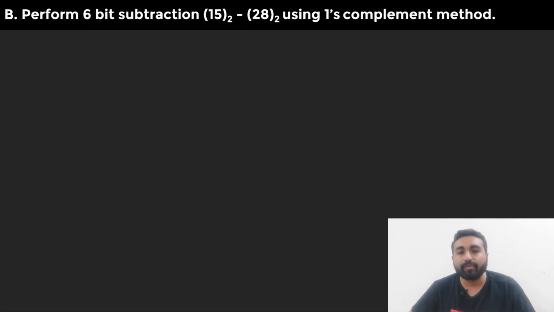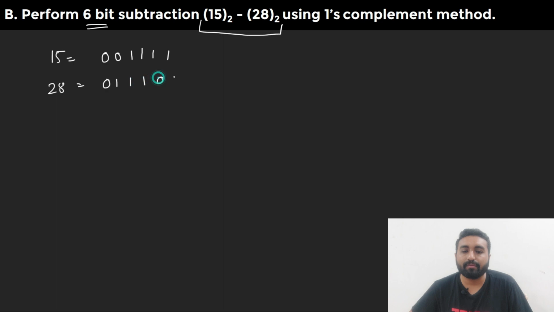Now we will take the reverse, right? Now we will take 15 minus 28. First of all, we will write the binary of 15 in the 6-bit format. Again we have 6-bit subtraction. So binary of 15 is 0 0 1 1 1 1, right? And binary of 28 is what? 0 1 1 1 0 0.